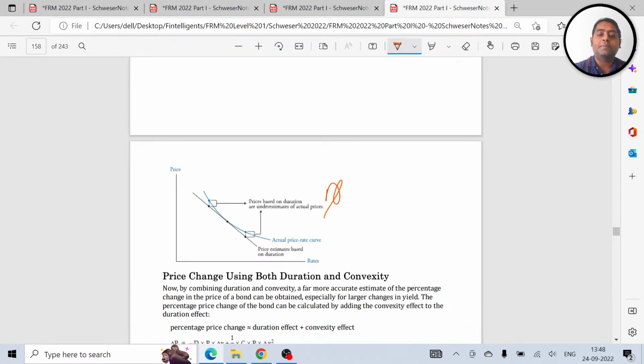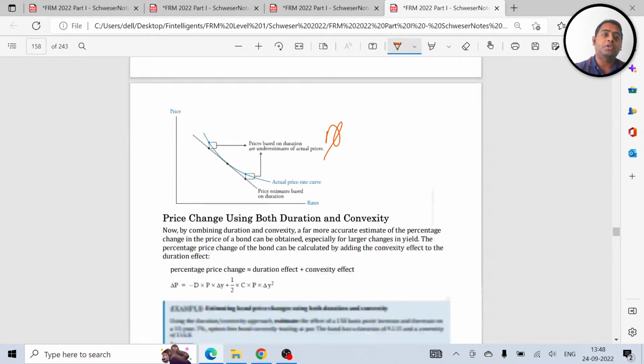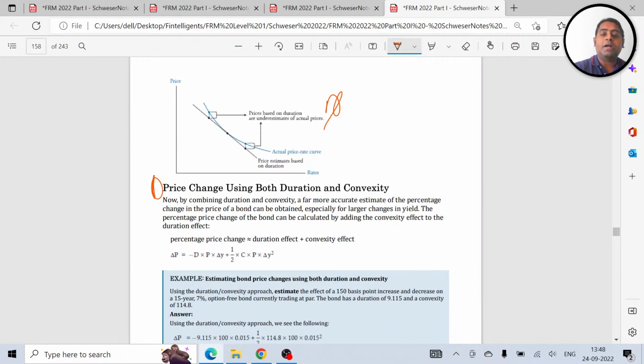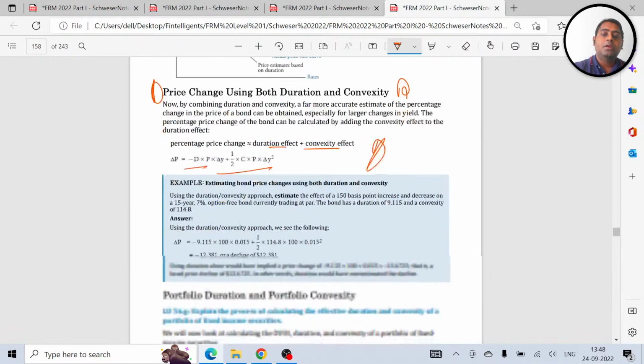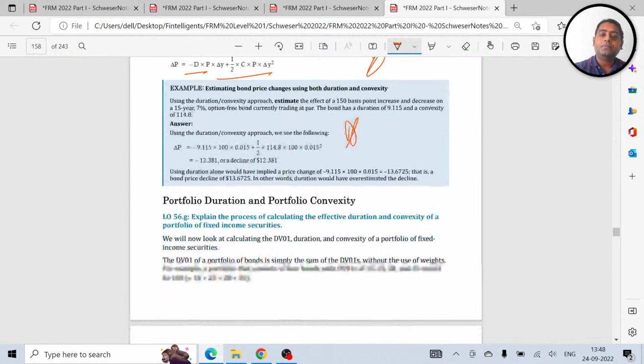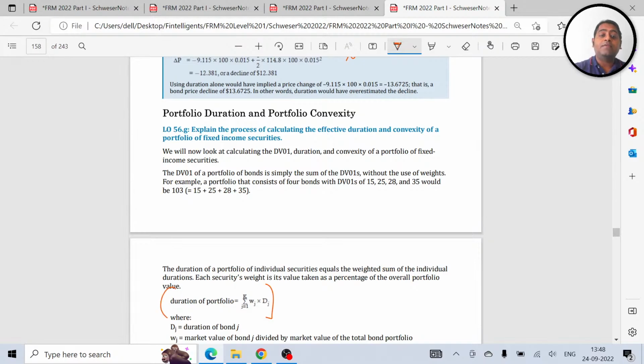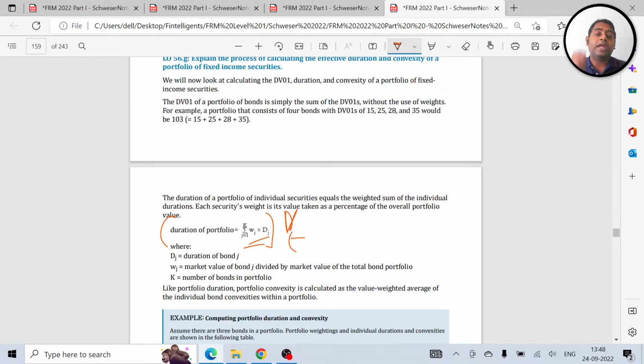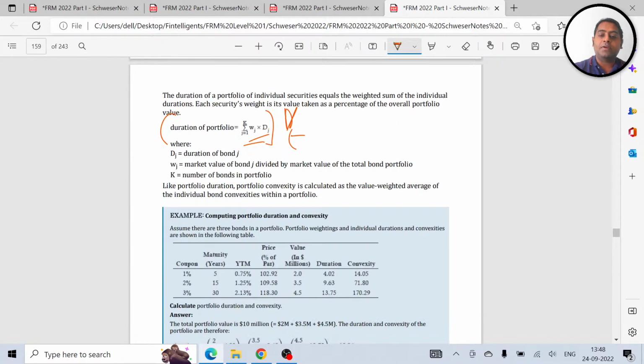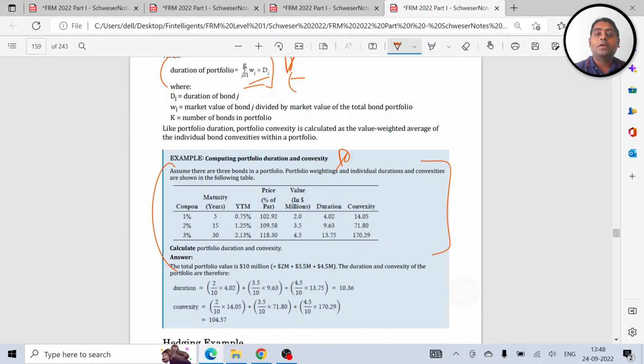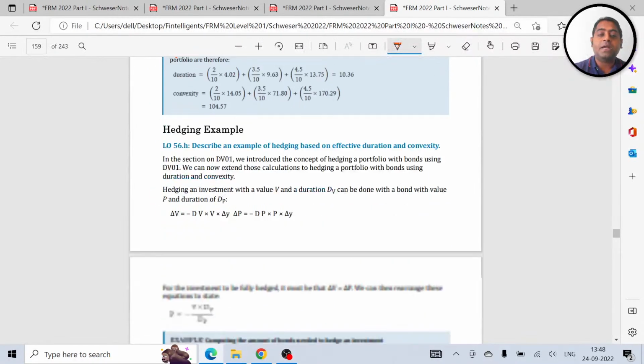This diagram, which explains you the relationship between duration and convexity, should be clear. This part, using both duration effect and convexity effect, is important. The sum is important. Okay, this formula, I have heard straightforward questions have come asking you to calculate the portfolio duration, weighted average, straightforward. I know this sums to be very easy, but this has also come in the exam. Okay, so please make sure that you are comfortable with this part.